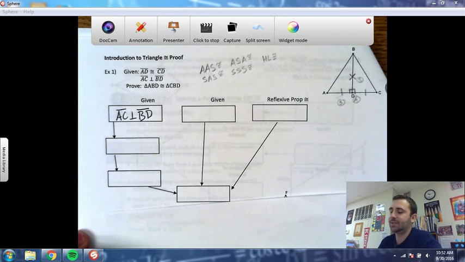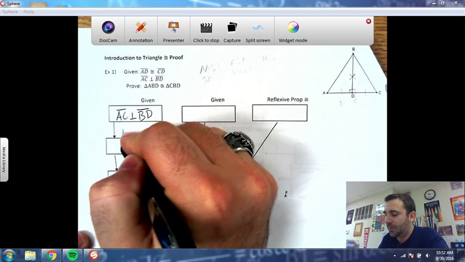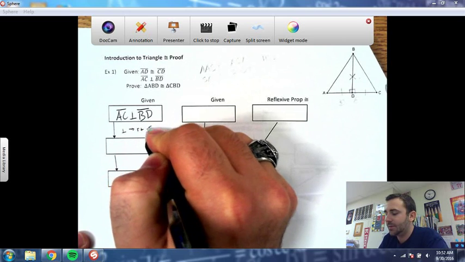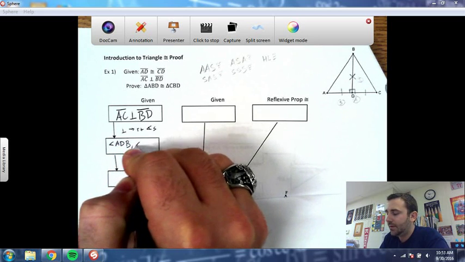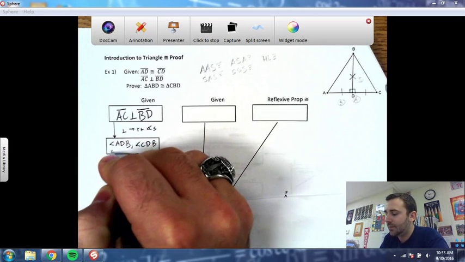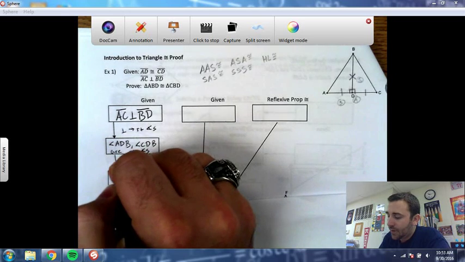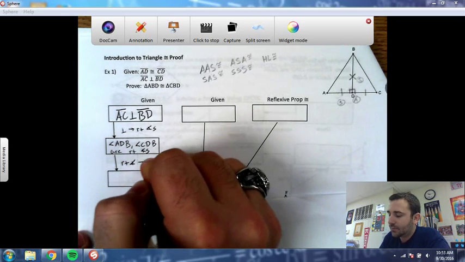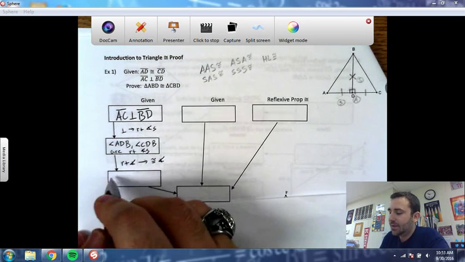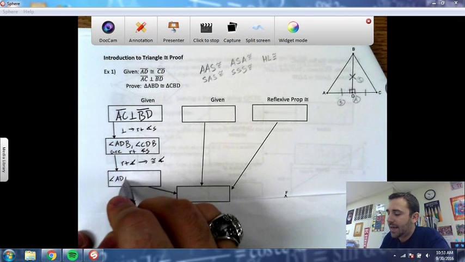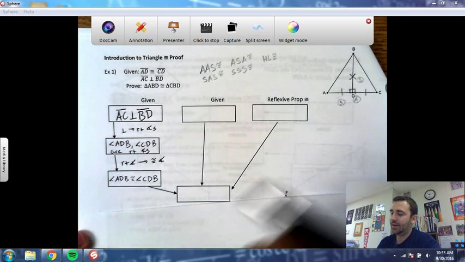So AC is perpendicular to segment BD. What do we know from perpendicular? Well, we know that perpendicular lines give us right angles. And so we can say that angle ADB and angle CDB are right angles. Then, what do we know about right angles? We know that right angles give us congruent angles by the right angle theorem, which says all right angles are congruent. So then I can state that angle ADB is congruent to angle CDB. And that branch is complete.